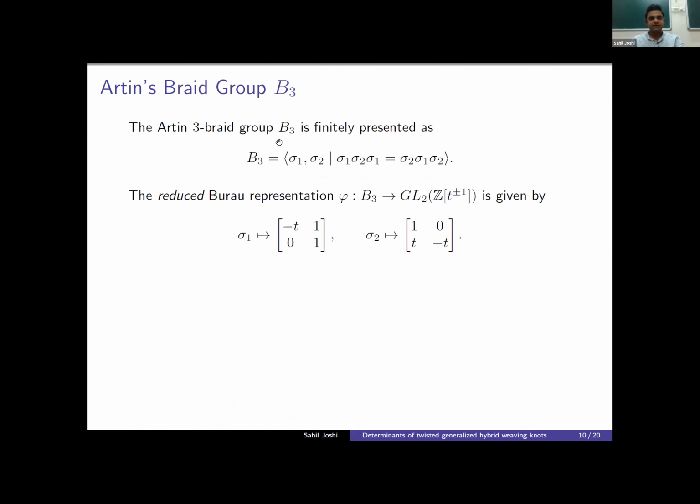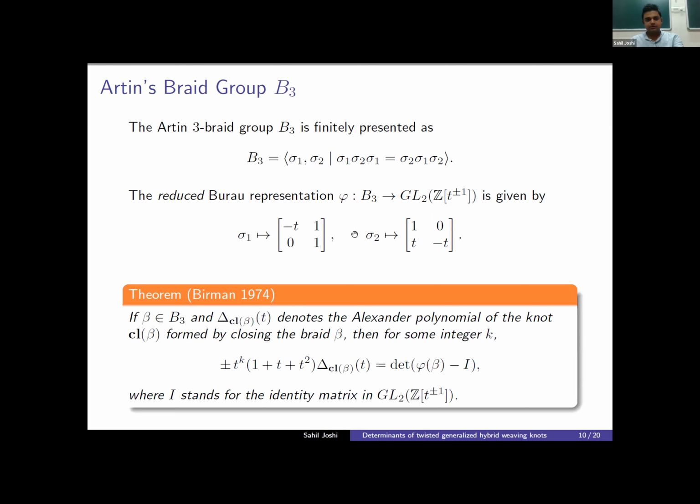The Artin braid group B_3 can be finitely presented in the following manner, and its reduced Burau representation is the following, where the generator sigma 1 is mapped to this matrix and sigma 2 is mapped to this matrix. This is a theorem from Birman's monograph. This is for the general Artin braid group B_n, but I am writing it for n equal to 3, because our knots are on 3 strands.